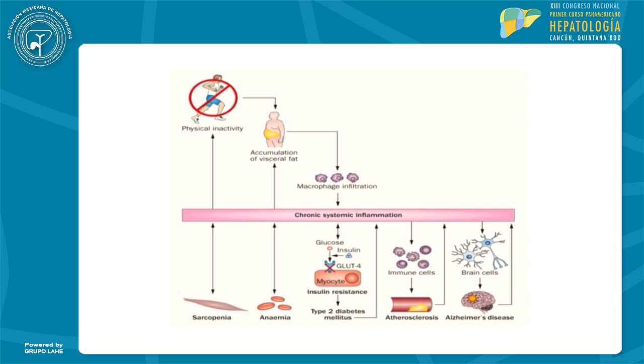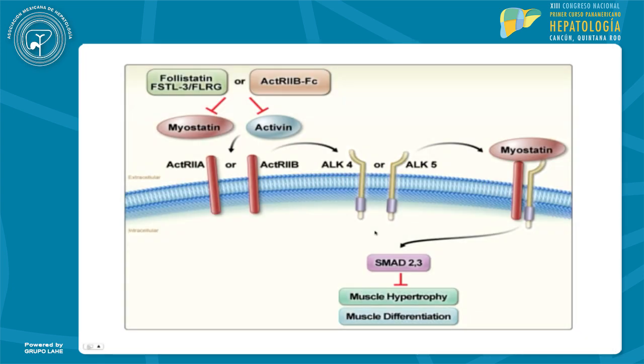Sarcopenia, we have heard a lot about sarcopenia, and even in this meeting, sarcopenia is linked to physical inactivity, but is also linked to the metabolic derangement of these patients. And we are currently investigating, I've already submitted the paper here, whether myostatin, a molecule that contributes to sarcopenia, has a role in fibrogenesis.